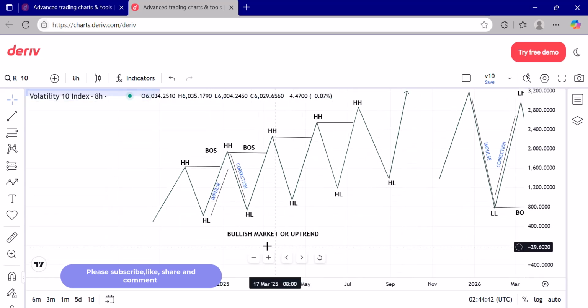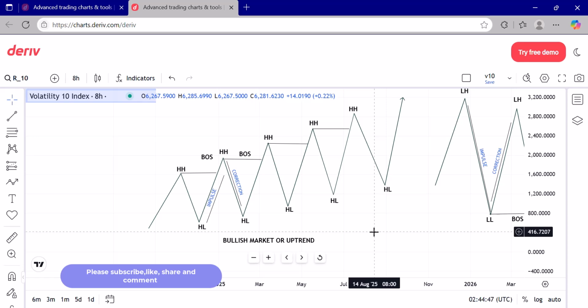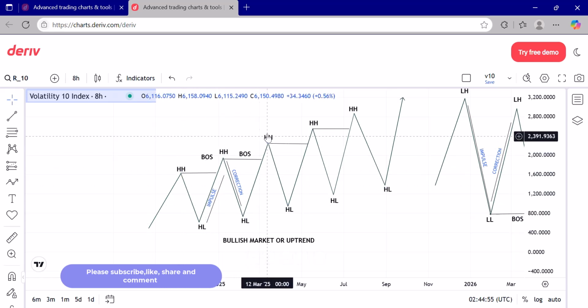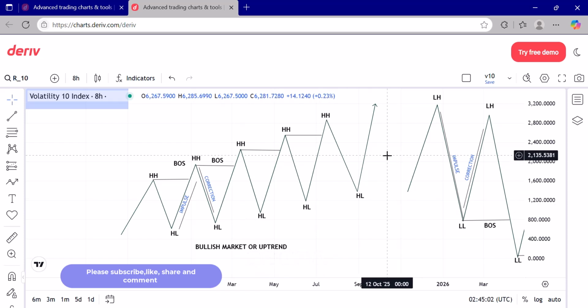So the first one, we have our bullish market structure. In our bullish market structure, we'll see that the market is making a series of higher highs and higher lows, higher highs, higher lows, higher highs and higher lows. So the market is trending. It's in an uptrend. It is bullish. It is going up, meaning the bulls, the buyers, are in control. The market is in an upward movement.